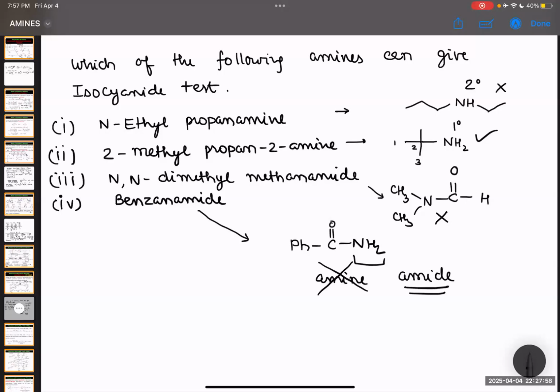This test is only for primary amines, not for amides, because in basic medium an amide will get hydrolyzed to carboxylic acid. You need to have RNH2, not this kind of amide. This is not an amine. Amides do not give this test. So I hope this is clear to you. Got it?